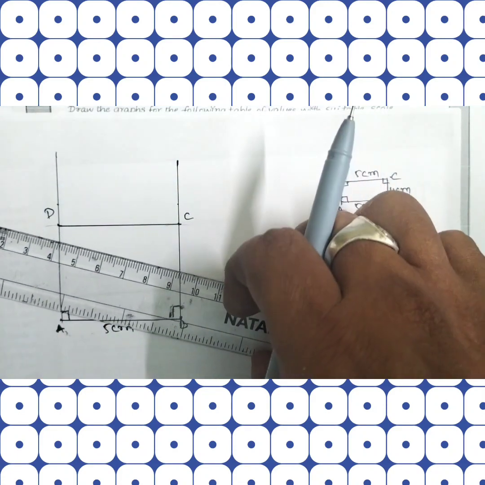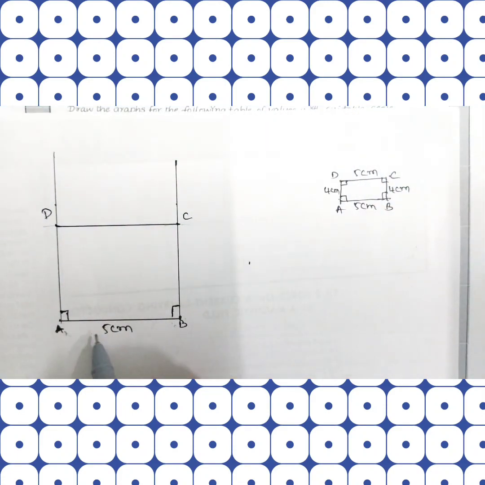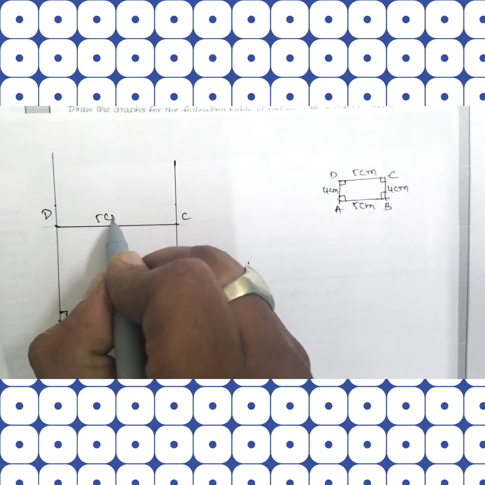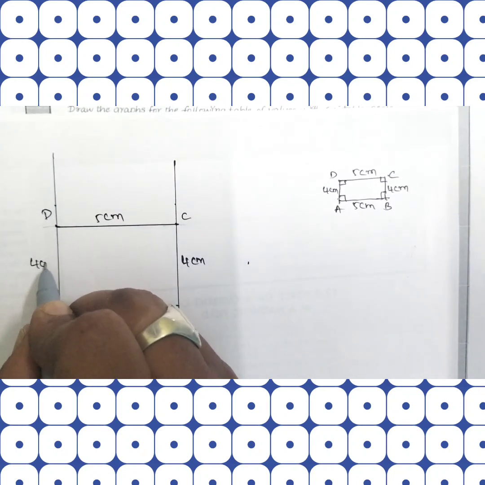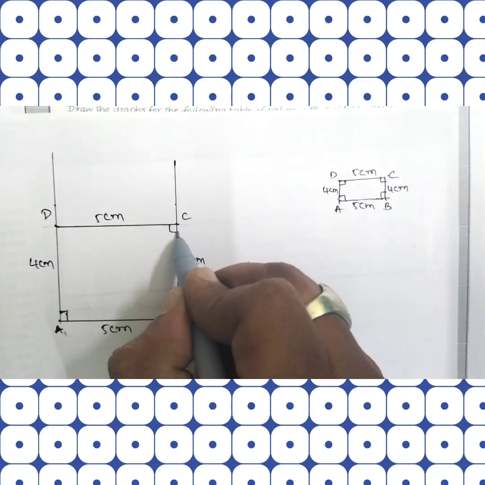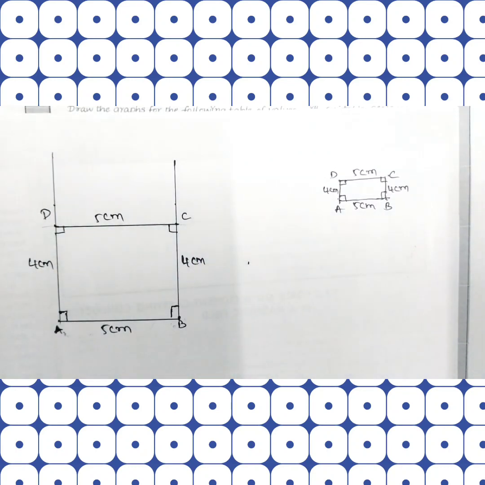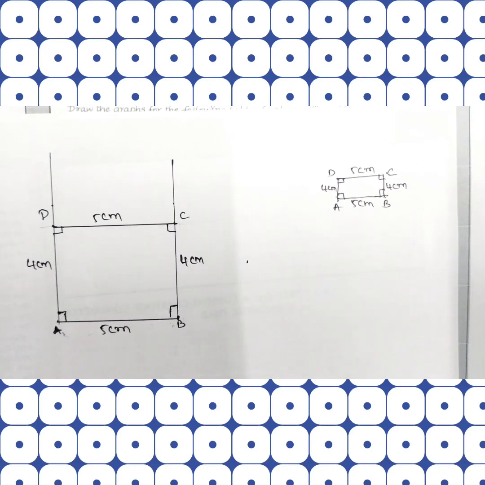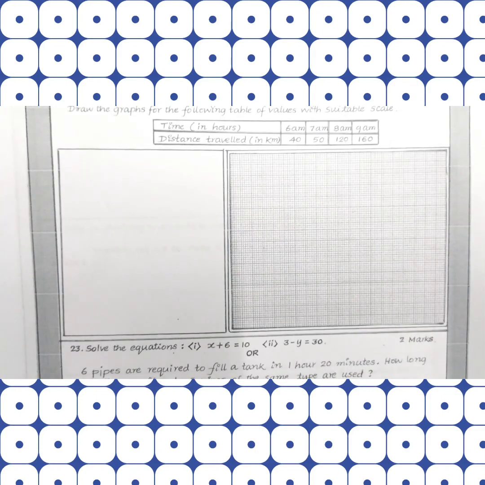So this will become a rectangle. So AB 5 cm, BC 4 cm, CD 5 cm, AD 4 cm, and all angles will measure 90 degree. So this is the construction of rectangle that we call it as that is ABCD. ABCD is a rectangle. Now let us move for the next question.